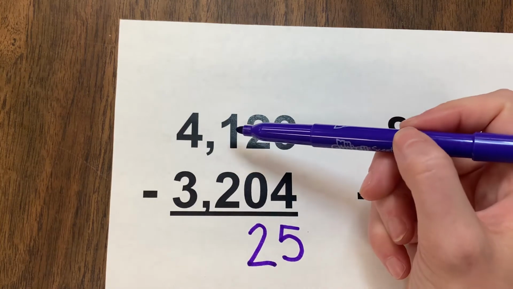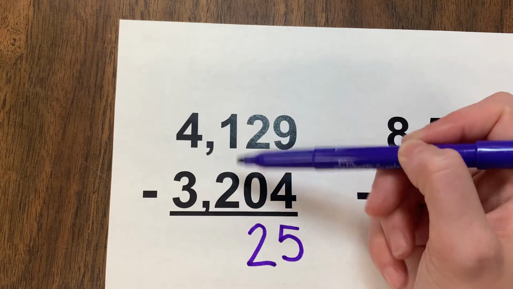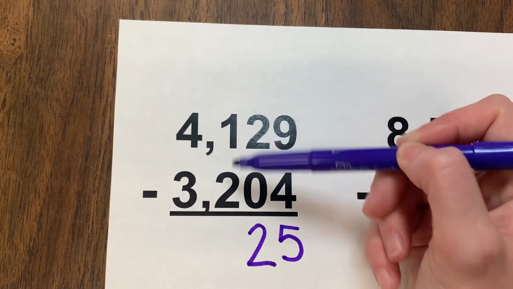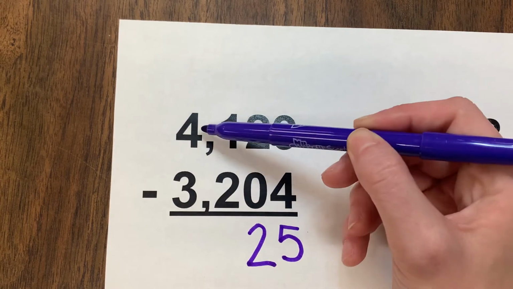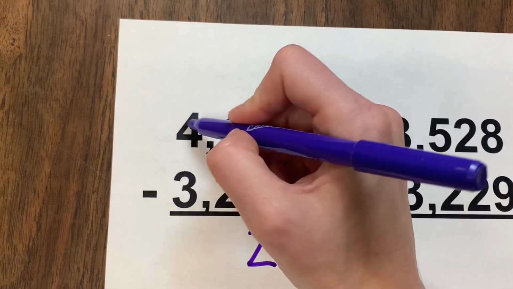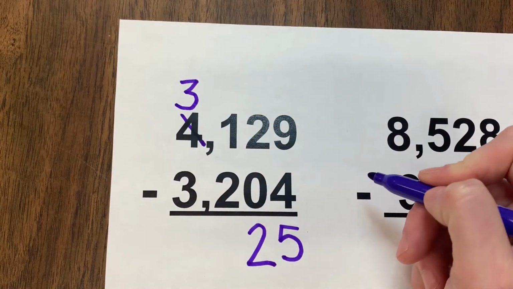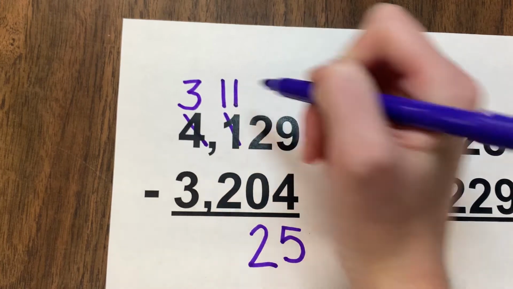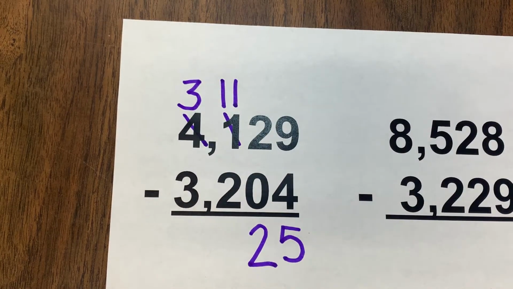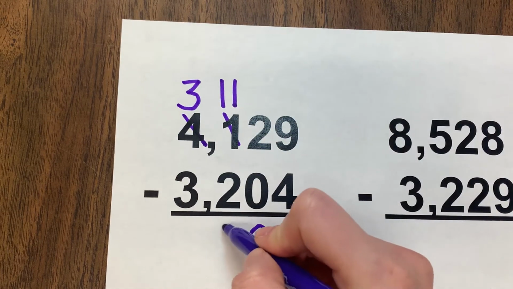Okay, in the hundreds place, we have 1 minus 2. We can't do 1 minus 2. If you only have one cookie, you can't take 2 of them. There's only one. So that one needs to borrow from the thousands place. The 4 is going to be a 3 because we're taking 1 from it. And we're adding that 1,000 in front of the 1 to make it an 11. Now we can subtract. 11 minus 2 is 9.